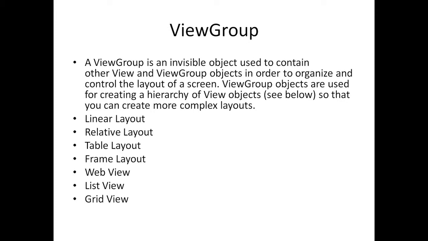A view group is a kind of container that contains these views, and it's an invisible object used to contain other views and view groups in order to organize and control the layout of the screen. Examples of view groups are linear layout, relative layout, table layout, etc. While all view group classes perform a similar task, each view group subclass exists for a specific purpose. Let's take a look at some of them.